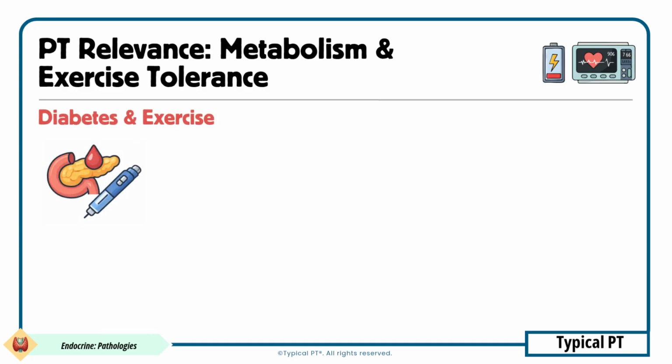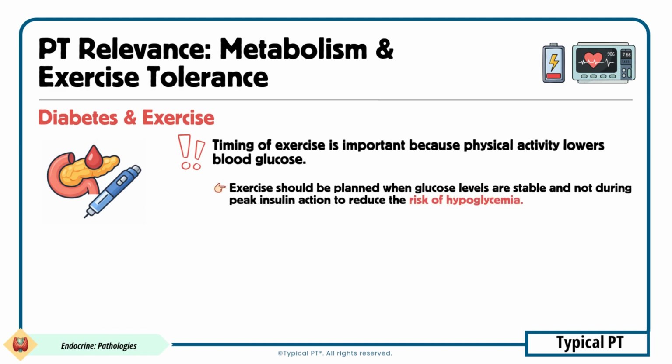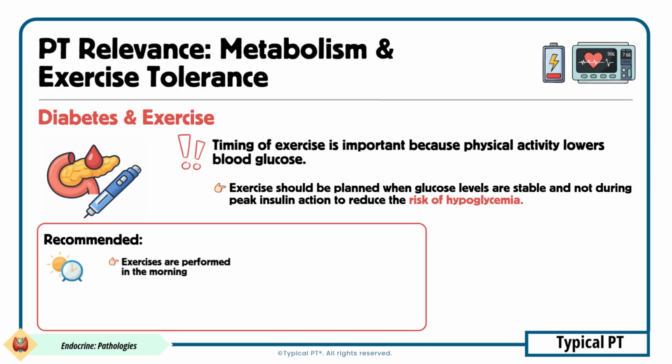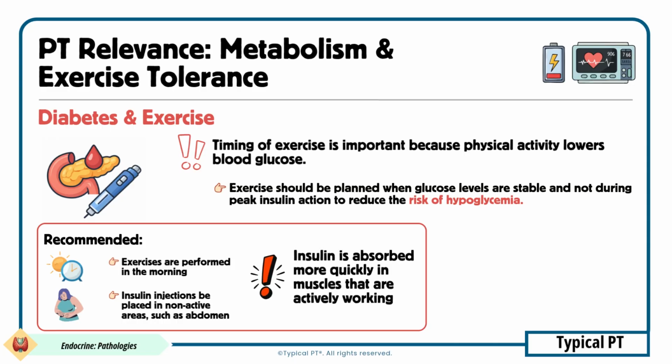In diabetes, timing of exercise is important because physical activity lowers blood glucose. Exercise should be planned when glucose levels are stable and not during peak insulin action to reduce the risk of hypoglycemia. Typically, it's recommended that exercises are performed in the mornings, and insulin injections be placed into non-active areas, such as the abdomen, because insulin is absorbed more quickly in muscles that are actively working.